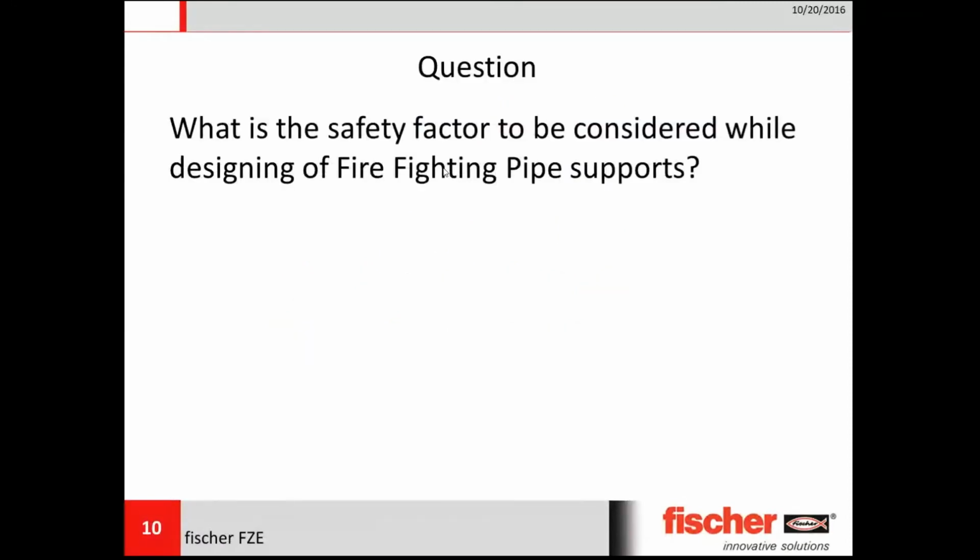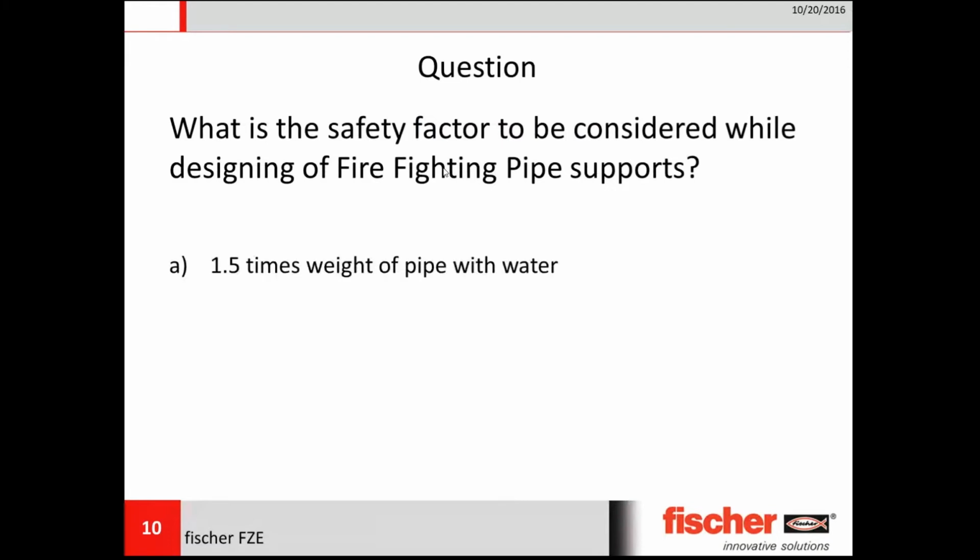I have another question. What is the safety factor to be considered while designing firefighting pipe supports? I repeat, what shall be the safety factor to be considered while designing firefighting pipe support? Let's say we are designing a firefighting pipe to be supported. The size of the pipe is 4 inch. The weight of the pipe filled with water is 50 kg per meter. How much shall be the safety factor to be considered?